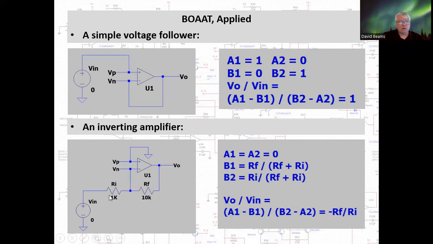And to find B2, we force V in to 0, and we force a voltage at V out and determine the voltage that appears at V sub N, and the ratio of V sub N to V out with V in set to 0 is coefficient B2. From the voltage divider, we get simply Ri over Rf plus Ri, and then putting these coefficients into the BOAT formula, we get V out over V in is A1 minus B1 divided by B2 minus A2, which is minus Rf over Ri. And again, another well-known result.